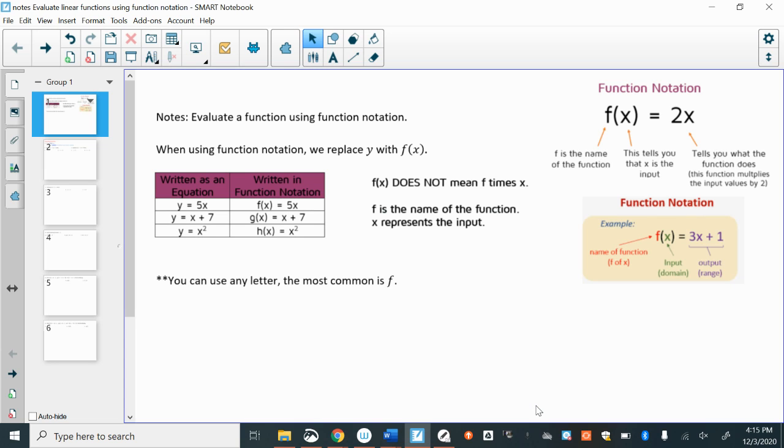Alrighty, so today we're going to start talking about evaluating our linear equations using function notation. Basically, function notation is f of x. It is a replacement for y, so it's something that we can replace y with, f of x. So written as an equation, we could have y equals 5x. In function notation, we take out this y and we replace it with f of x.